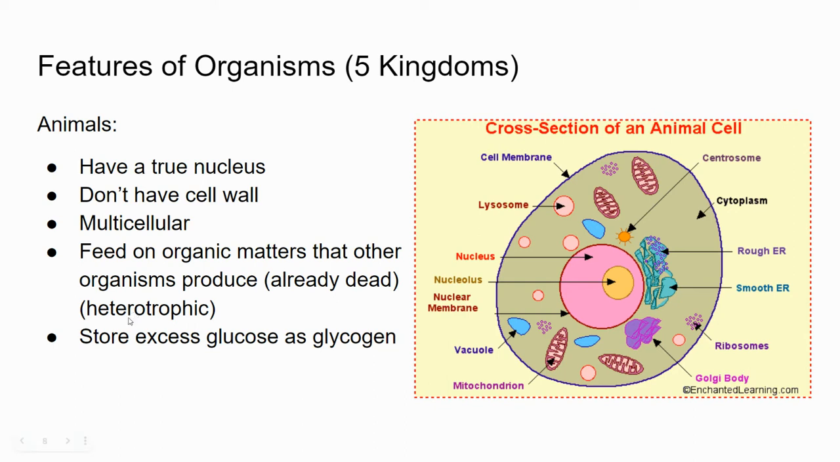And animals store excess glucose as glycogen. So in humans' case, we store excess glucose as glycogen in the muscle cells and in the liver cells. So 70% of the glycogen will be stored in the liver cells, and the 30% will be distributed to different muscle cells around our body.